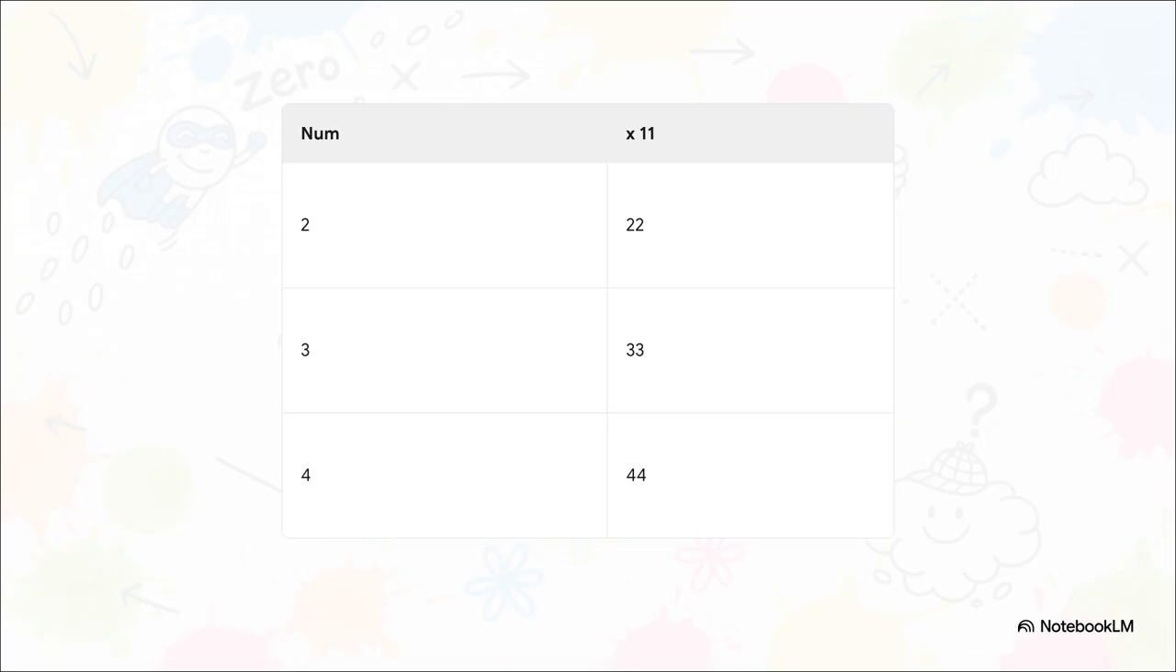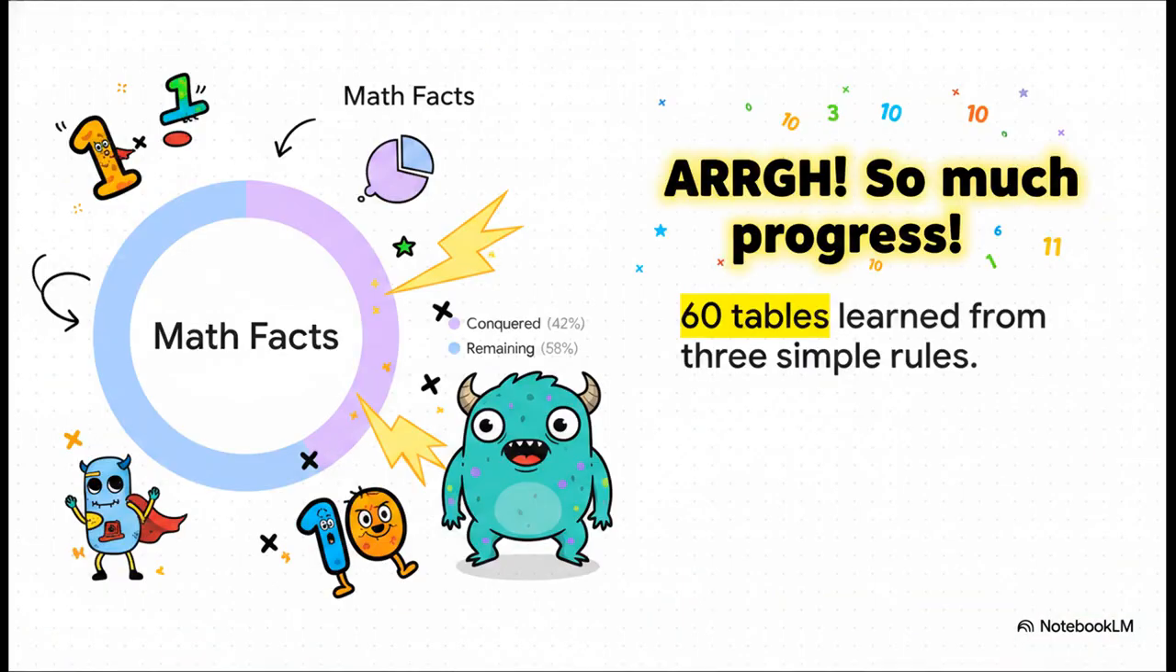You get the idea. And of course, thanks to our good old friend reversibility, when you come across a problem like 11 times 2, you instantly know the answer is 22. It's like your brain is just on autopilot. Just look at this progress.